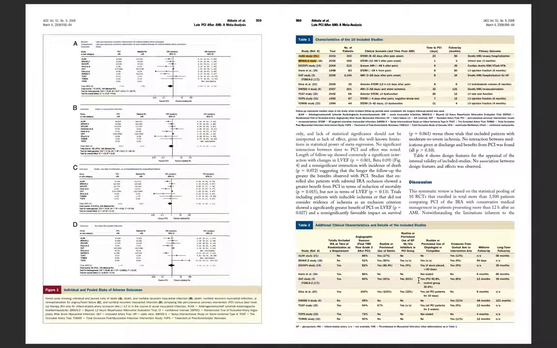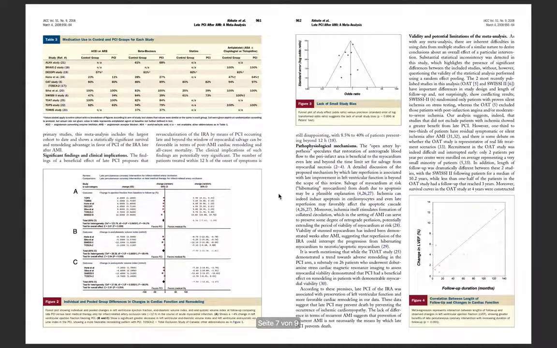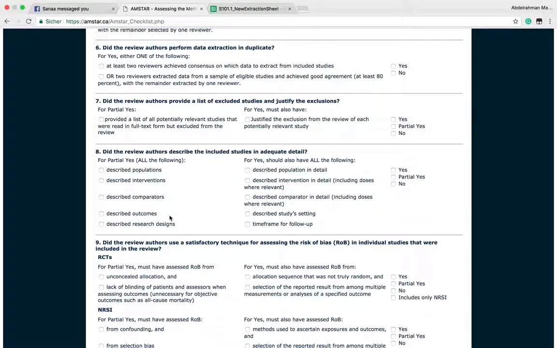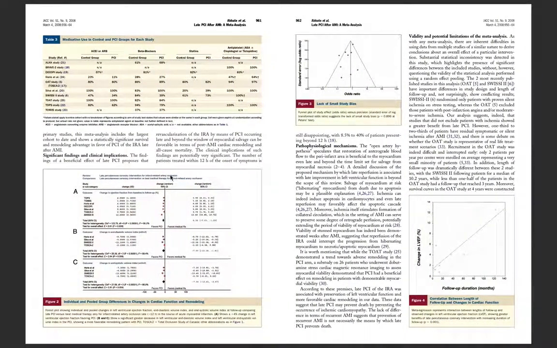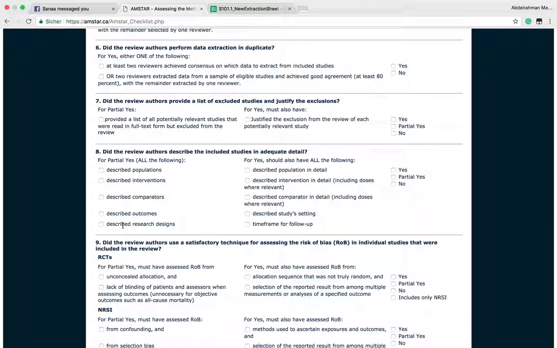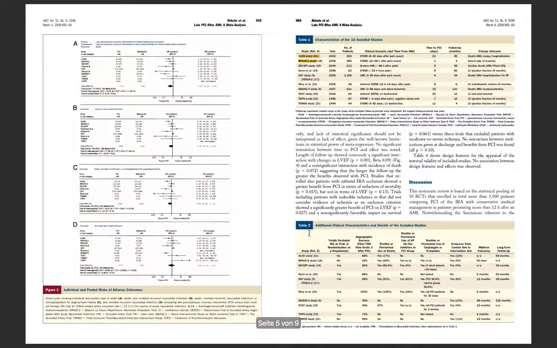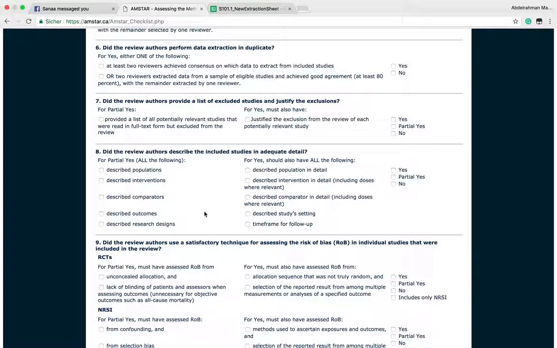Yes, they said the comparators here in this table. The medications, they said it. The outcomes, they said it. The interventions here, the medications here. And the research designs, they were all RCTs, so it's okay. So, did they describe the population in detail? No, they didn't provide so much detail.